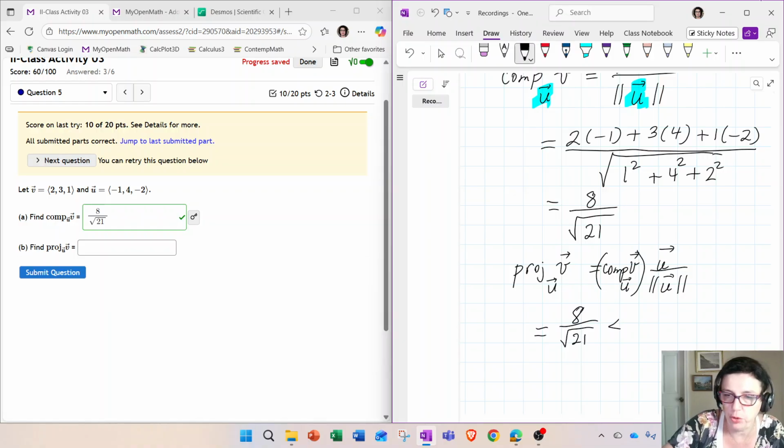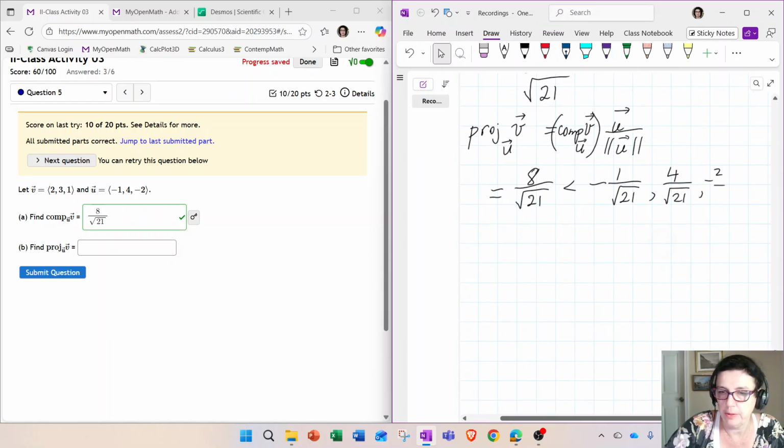So let me not jump ahead. So let's just find u hat, right? Put a hat on it. So negative 1 divided by square root of 21. Then we're going to have 4 divided by square root of 21 and negative 2 divided by square root of 21, right? Negative 2 divided by square root of 21.